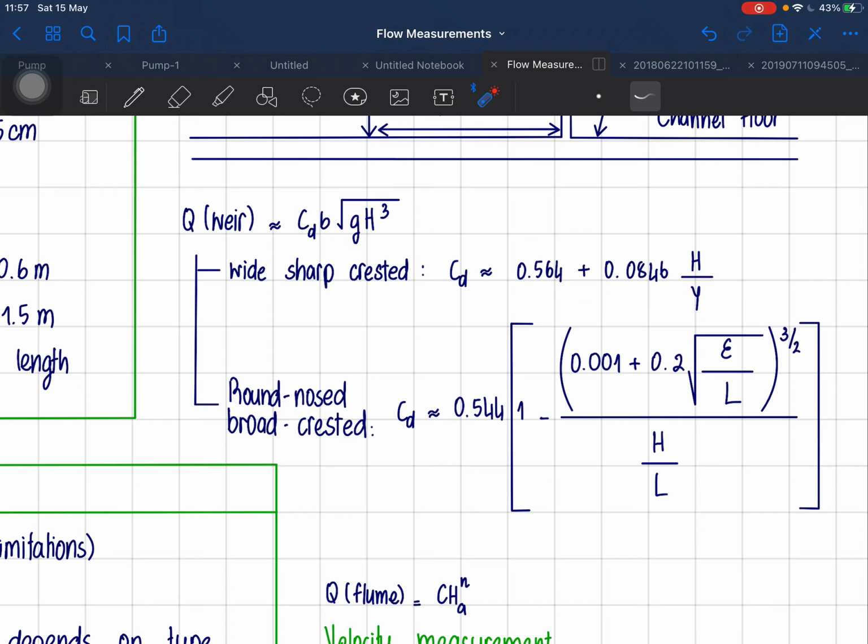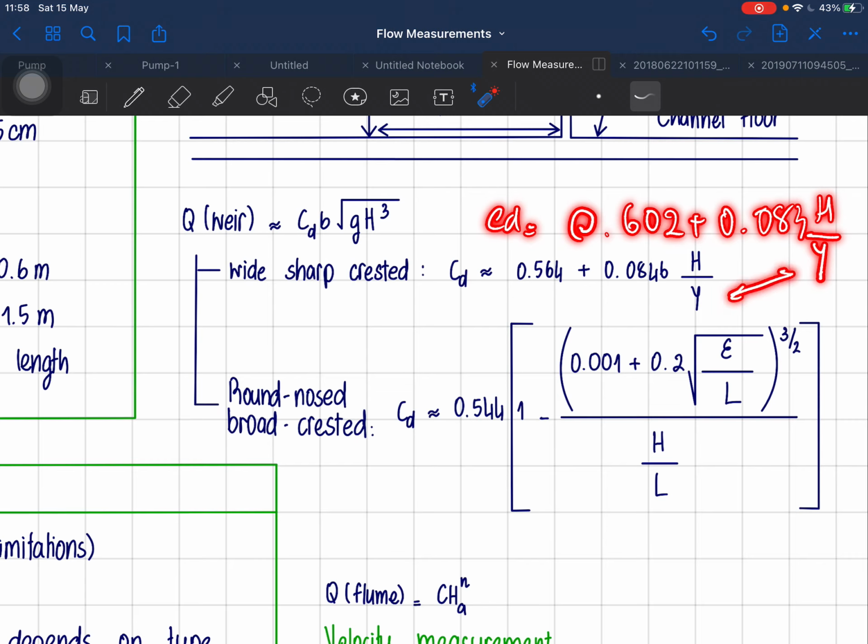But if it's the sharp crested rectangular suppressed discharge, this Q will be different: Q = 2/3 Cd √(2g) B H^(3/2). And the Cd will be something like 0.620 + 0.083 H/Y. So you can see that this is different. The coefficient in front and this number are different.